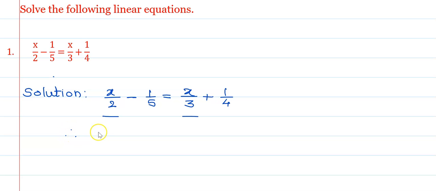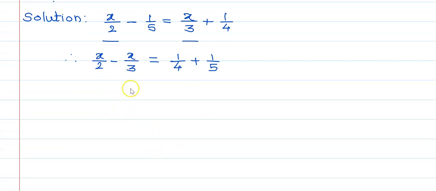Okay, and therefore here you will get x/2 minus x/3, as it has a plus sign, so when we transpose it to the left-hand side it will become minus. And that's equal to 1/4 as it is, and the minus 1/5, when we transpose it to the right-hand side it will become plus 1/5. Now in the next step we'll do the normal cross multiplication.